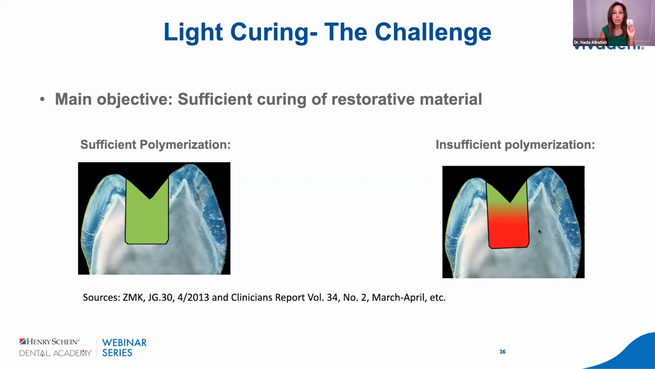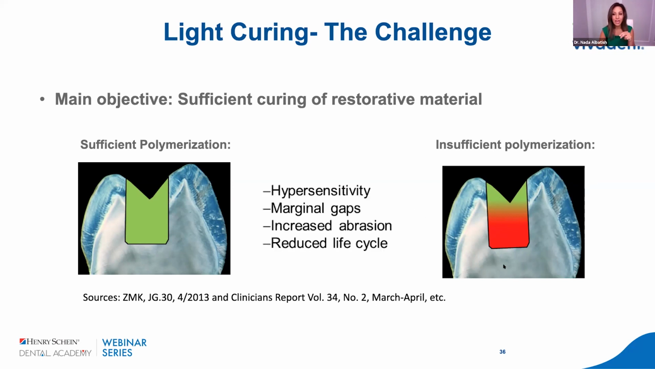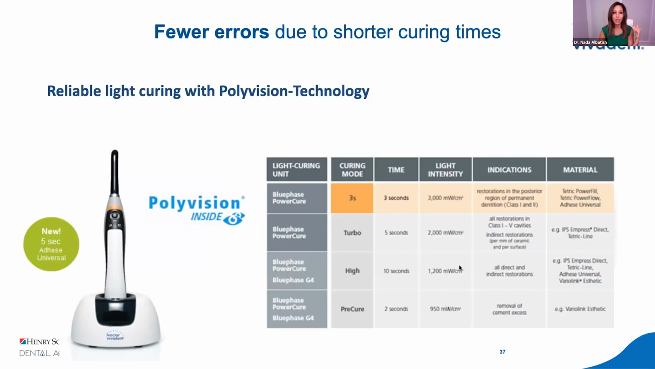And no matter what you do, even if you don't have a very deep restoration, the problems that we get with insufficient polymerization, I mentioned to you biting pain, that's a big one. Any kind of hypersensitivity, you will get marginal gaps, increased abrasion, like increased wear on the restorations, and really just the life of the restoration is much reduced. So what we want to see is composite materials that cure throughout with a light that will cure them throughout.